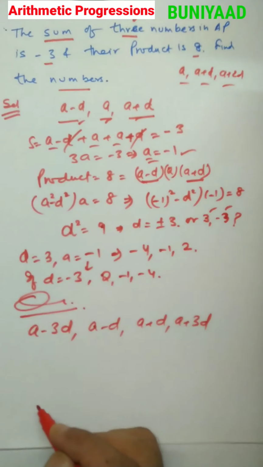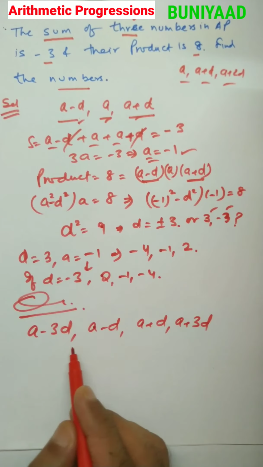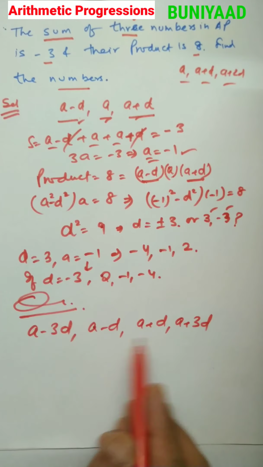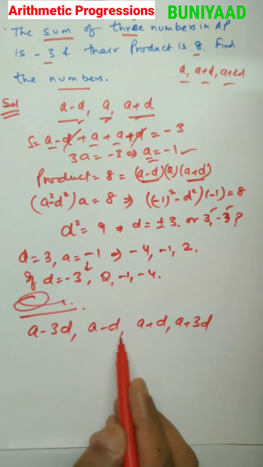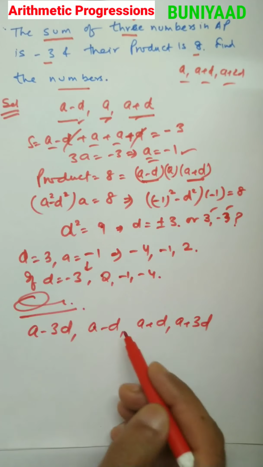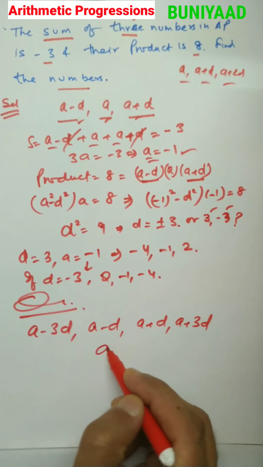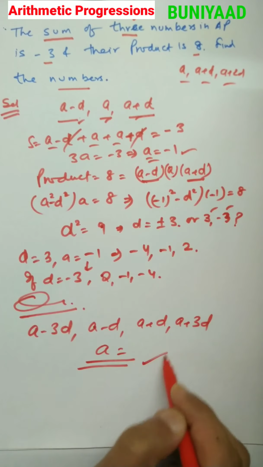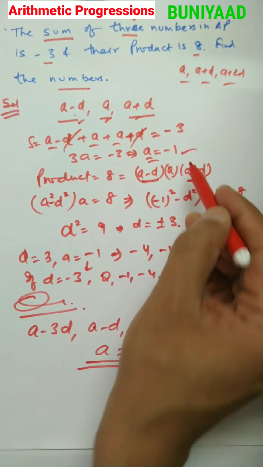Why that? Because the sum is given, and if you add these numbers, a minus d, a minus 3d, a minus d, a plus d and a plus 3d, the minus 3d plus 3d and minus d and plus d get cancelled. So in that case you will also get the value of a, like you got here.